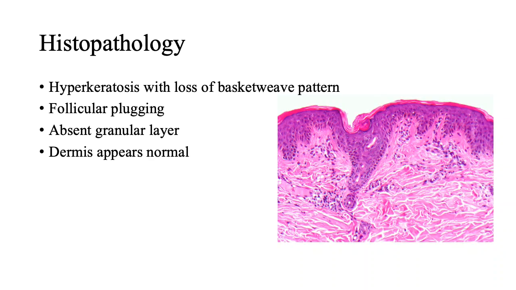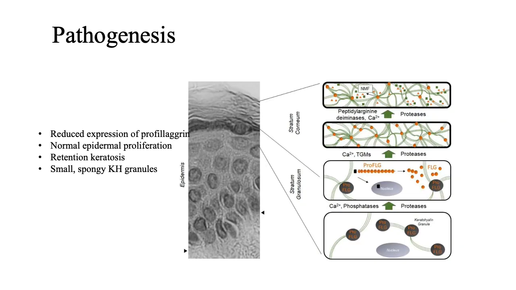In histosection, the skin shows mild to moderate amount of hyperkeratosis with loss of basket weave pattern and follicular plugging. The granular layer is absent. The dermis appears normal. So what is the pathogenesis of this condition?